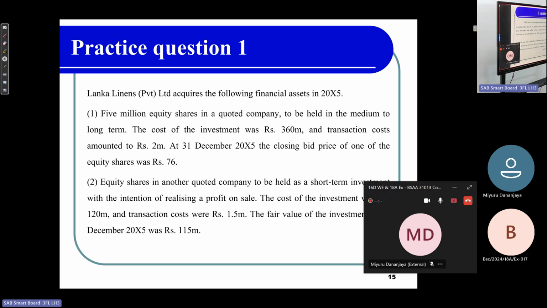Carry forward, balance brought forward. Right. Then, when is it? I told you, fair value change should be charged to PNL. That change should be charged to PNL. PNL debit or credit? PNL debit.